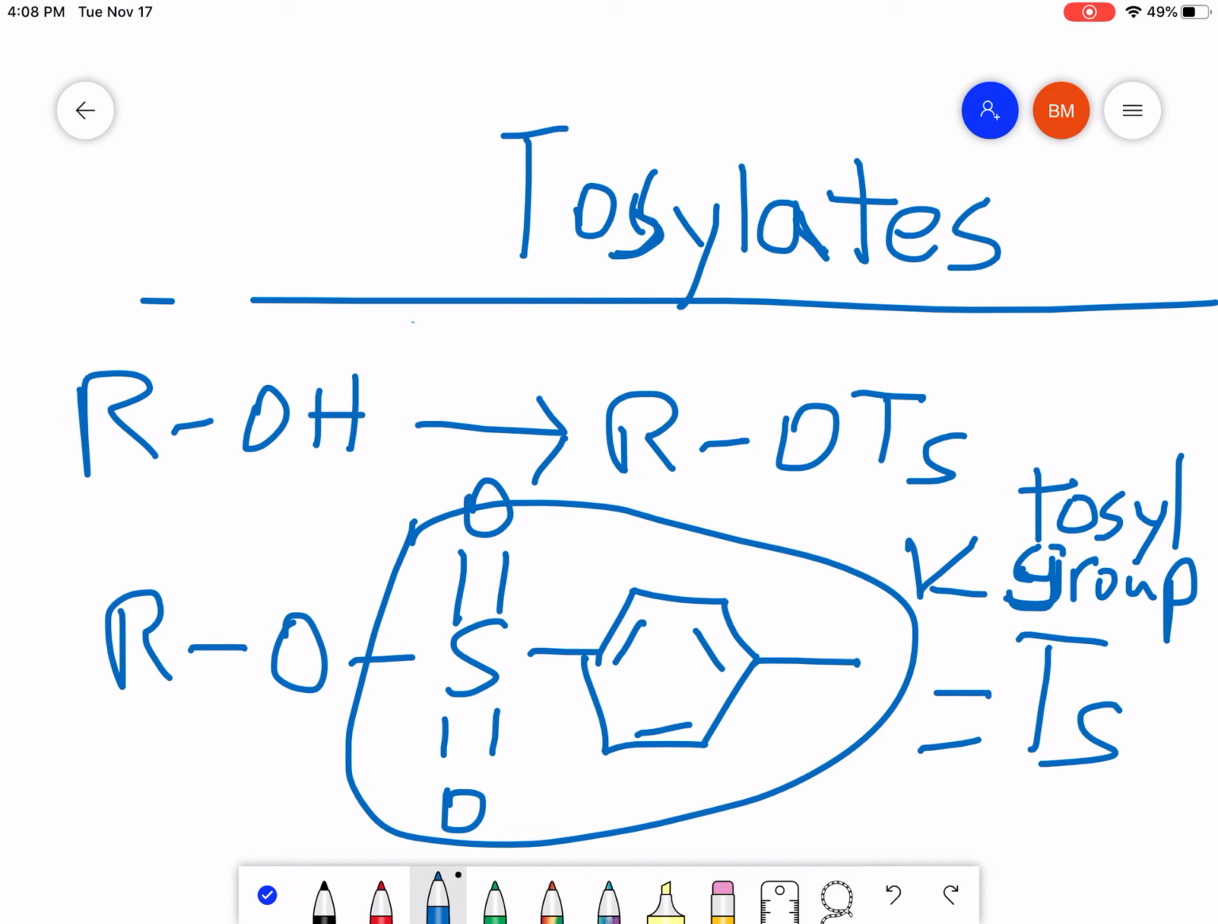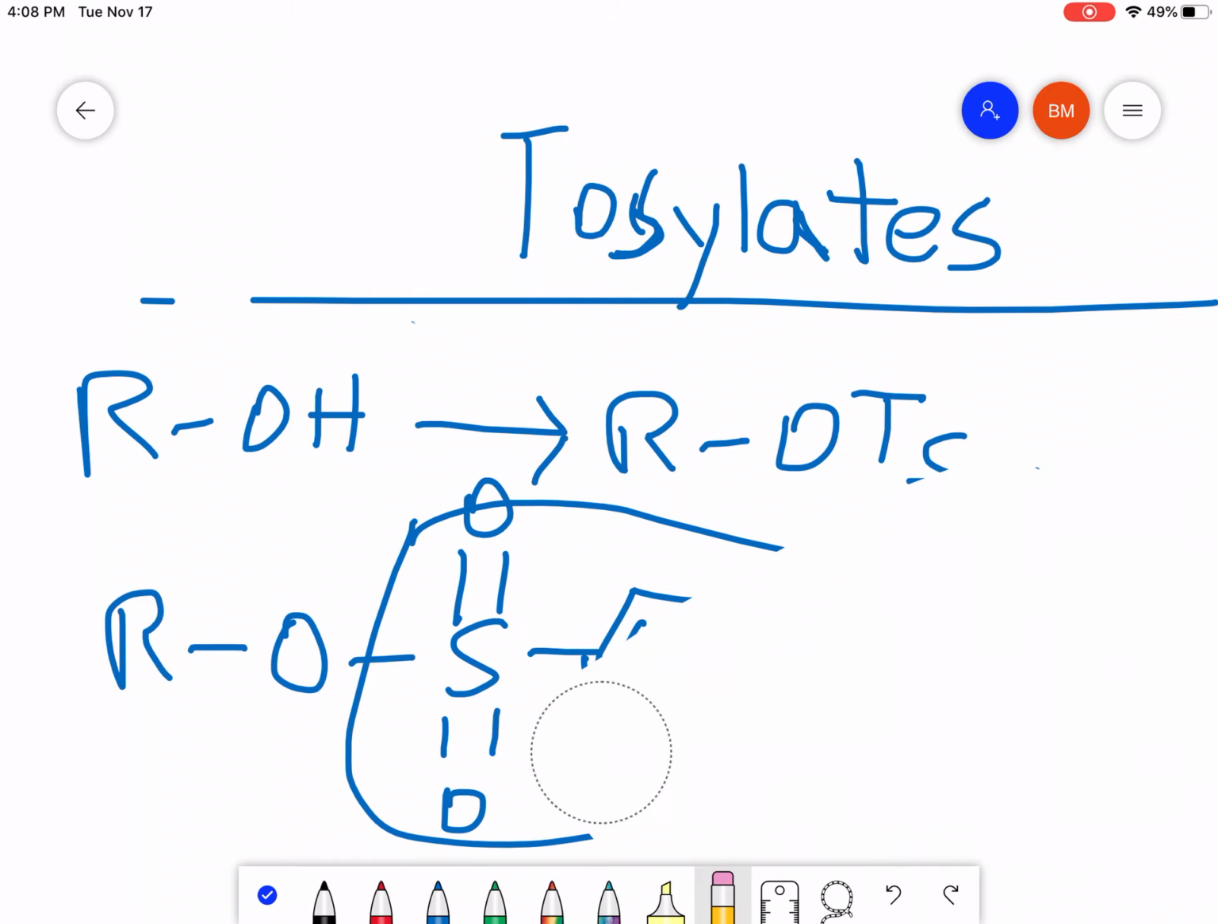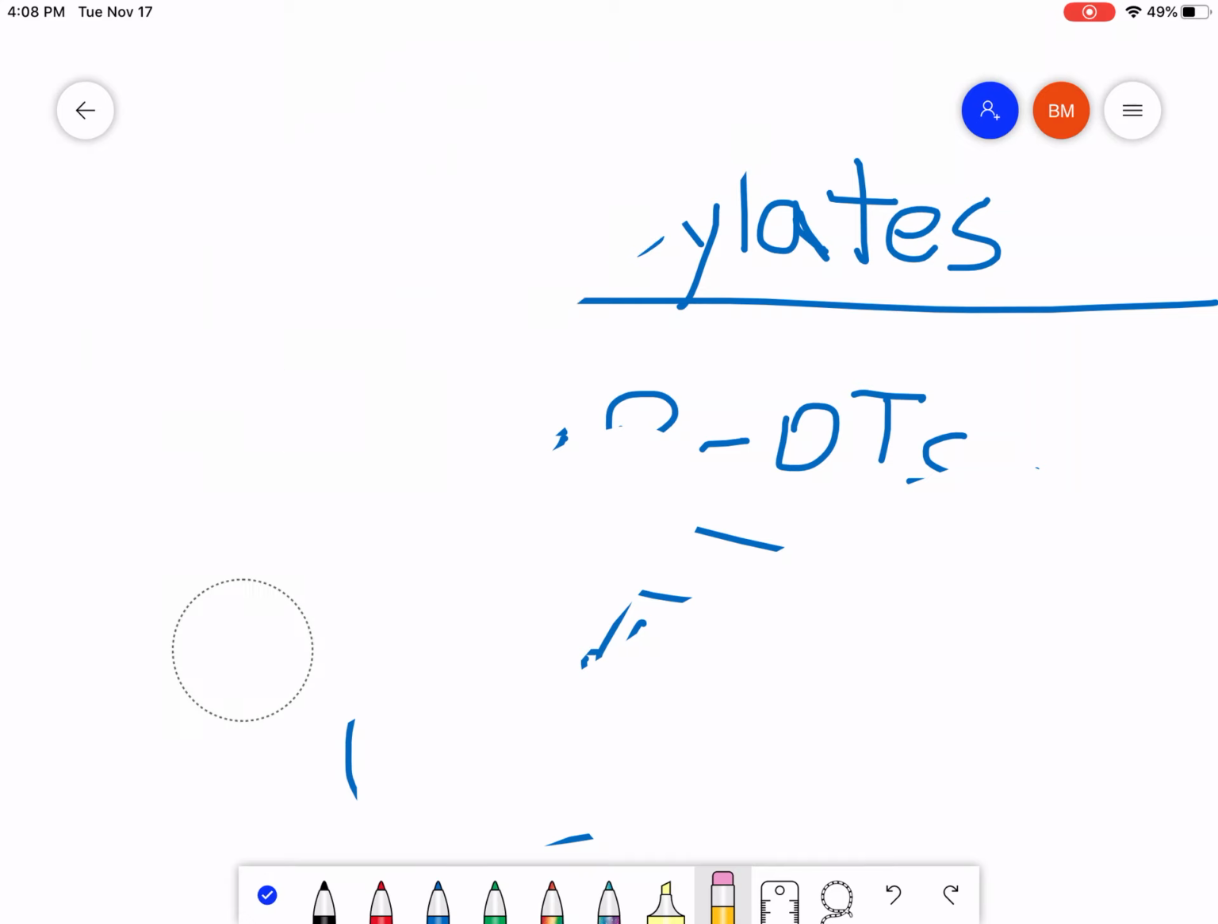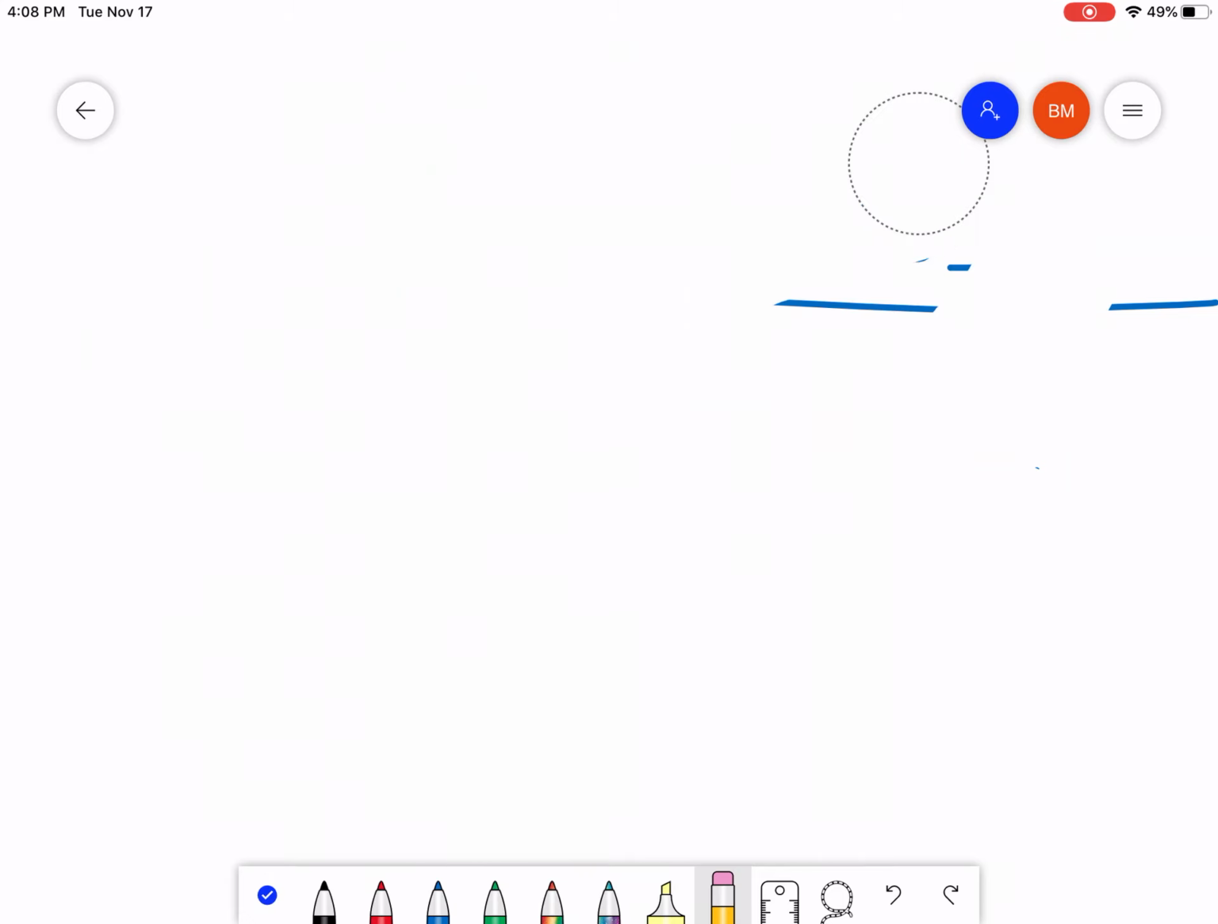All right. Okay, so how do we do this? Well, first of all, why do we do it? Well, we do it because, just like we've seen with several other examples, tosylates are good leaving groups. They just happen to be pretty versatile, so that's kind of why they get their own focus here.